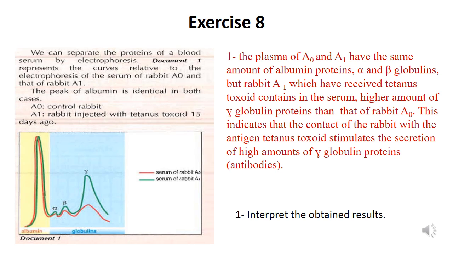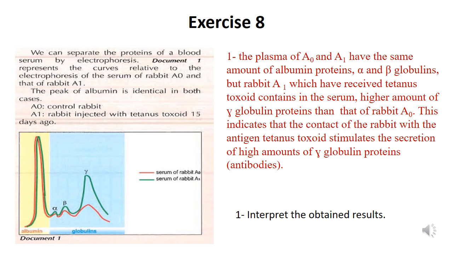Of course, anytime you are asked to analyze or to interpret, you should look for the variable factor. What is the variable factor here? It's clear in the given that it is whether the rabbit is injected or not with the antigen, the tetanus toxoid, that is a weakened antigen. It is chosen to be weak, so it doesn't cause the death of the rabbit. So the tetanus toxoid here represents the antigen. So whether the antigen infects the rabbit or not, this is the variable factor.